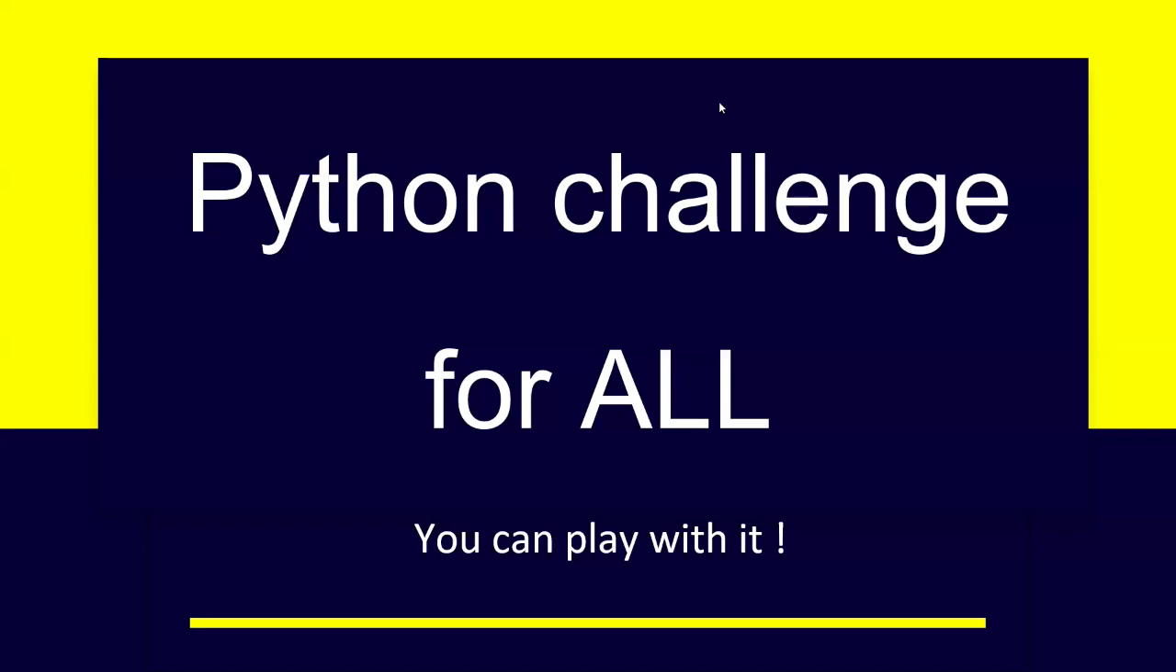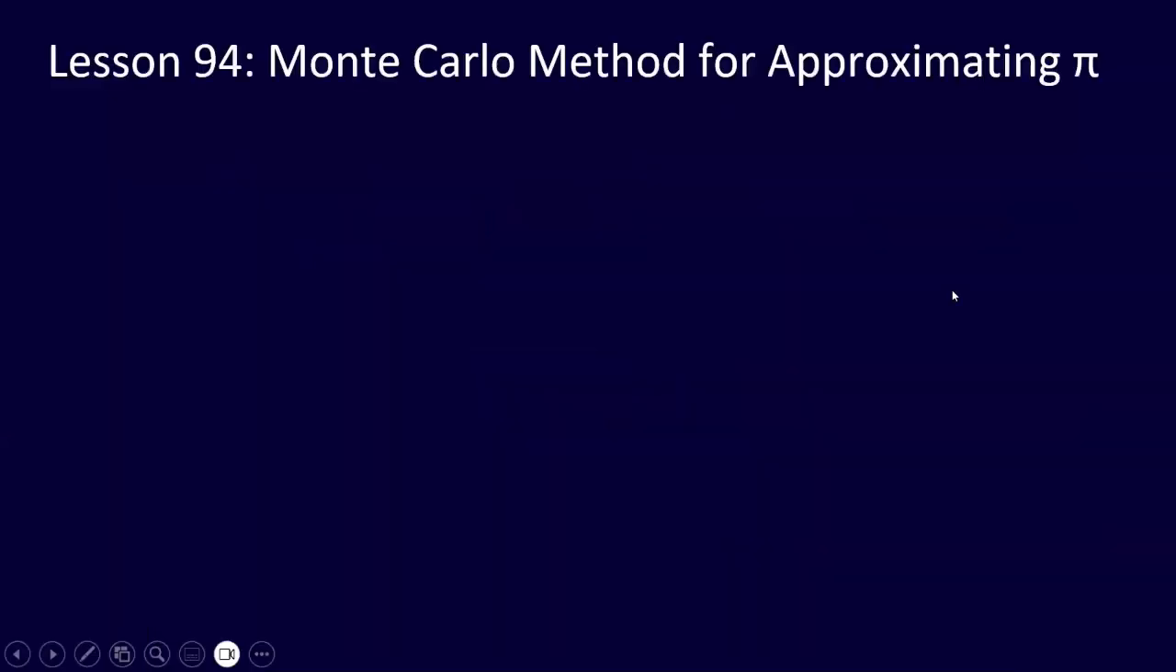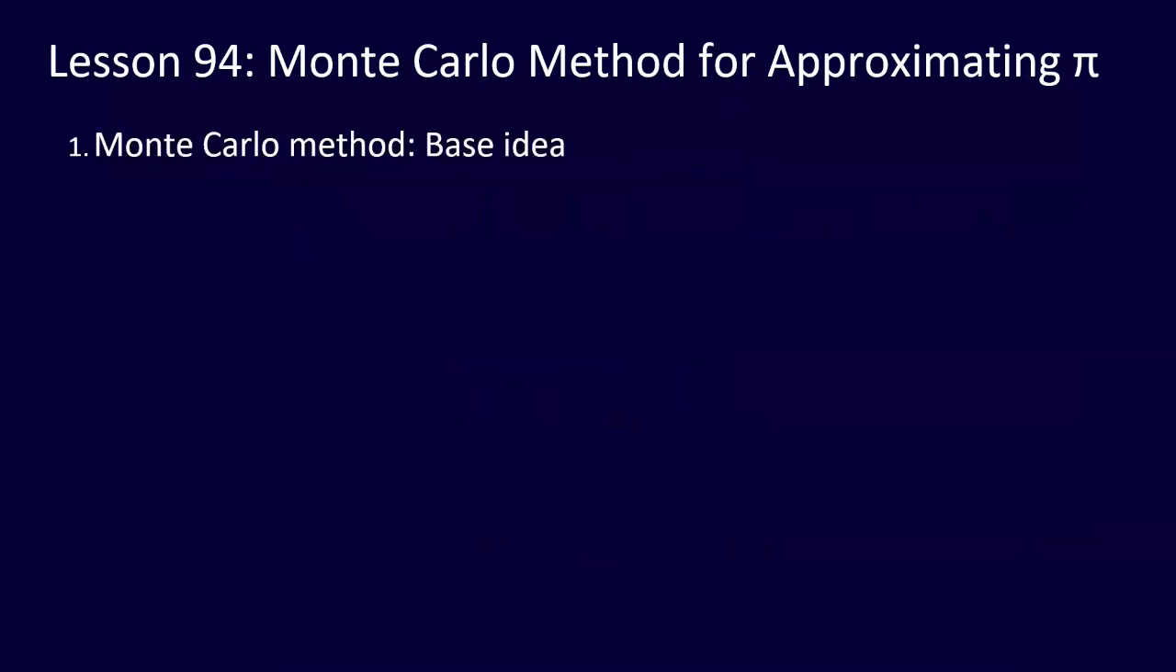Okay, so today's topic is the Monte Carlo method for approximating pi. As you know, pi is something like 3.14 something. So we use the Monte Carlo method, a kind of numerical method, to approximate pi. So what is the idea?